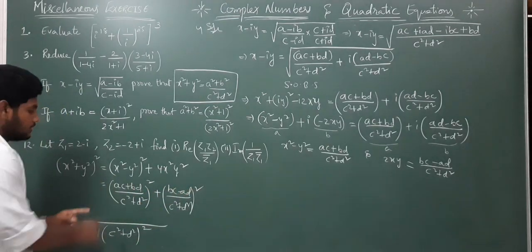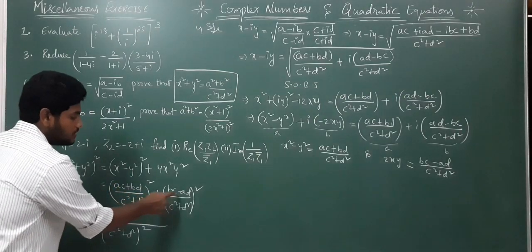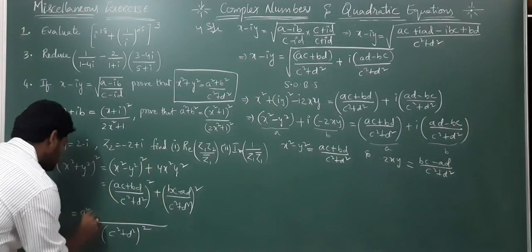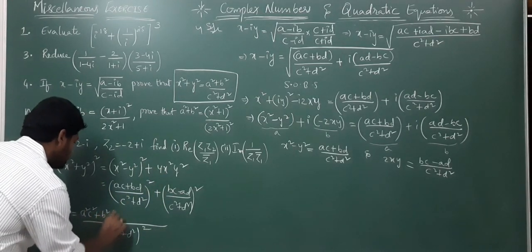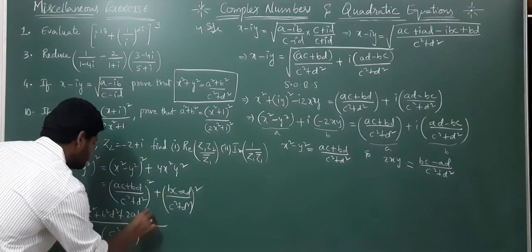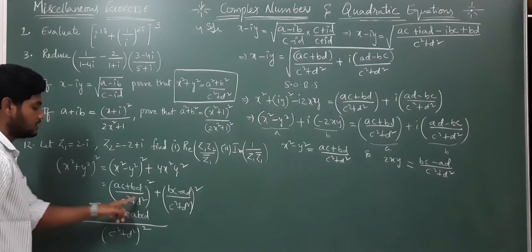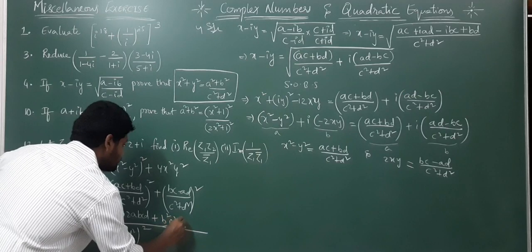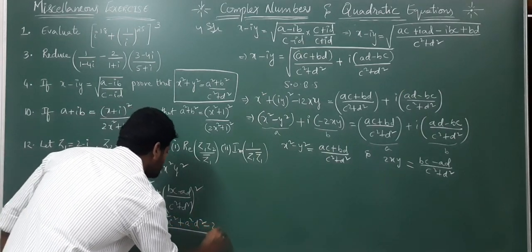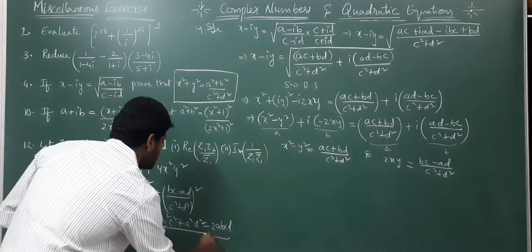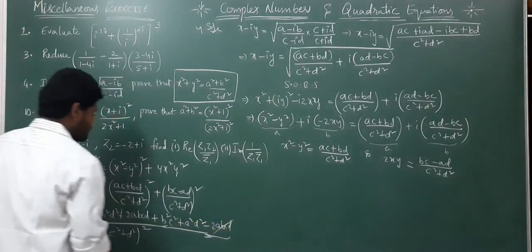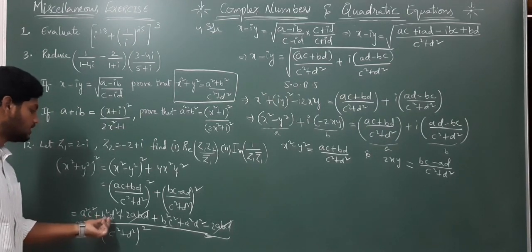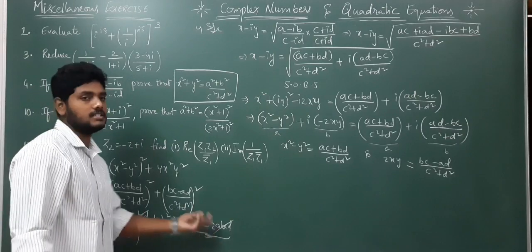When it comes to the numerator, this is AC plus BD whole square plus BC minus AD whole square. Expand those two. AC plus BD whole square is A square C square plus B square D square plus 2ABCD. This is A square plus B square plus 2AB form. Next, plus this one. This is B square C square plus A square D square minus 2ABCD. This is A minus B whole square form. Then 2ABCD plus 2ABCD cancel. Here what we will get? A square C square plus B square D square plus B square C square plus A square D square.